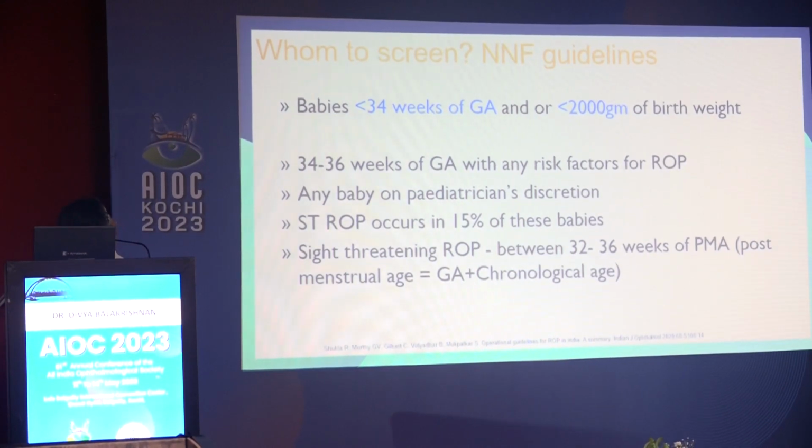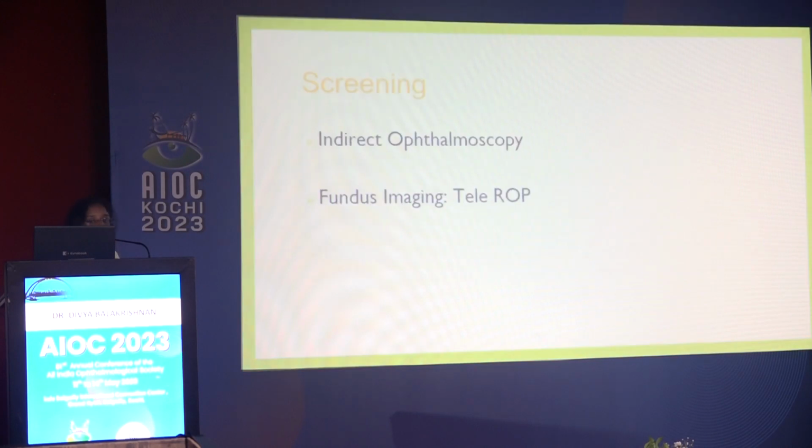All babies who are born at less than 34 weeks of gestational age or less than 2,000 grams of birth weight should be screened, and any babies with any other risk factors as per the guidelines should be screened. Why is it important to screen? Because 50% of these babies can develop sight-threatening retinopathy of prematurity, which, if we screen and treat, can prevent lifelong blindness. What are the ways to screen?